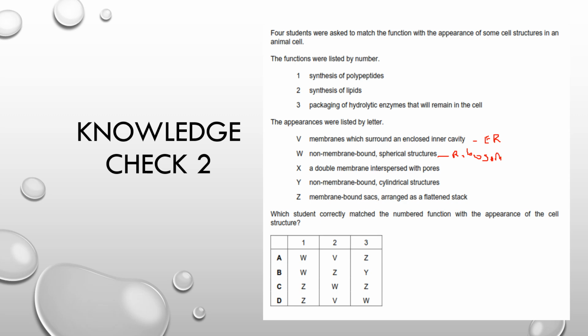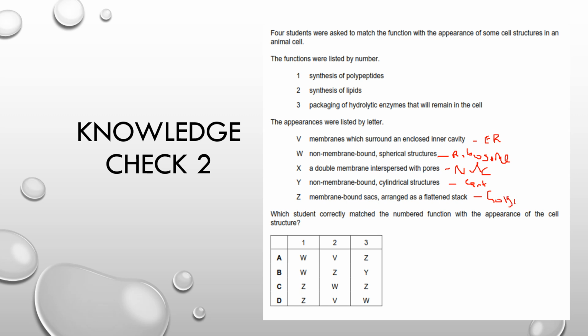Good. Ribosome. And this one, X, nuclear pores, that's talking about the nuclear membrane, the nucleus. Y talks about non-membrane bound cylindrical structure. That's centriole, guys. Z talks about membrane bound flattened sacs. That is Golgi, right? Good. Golgi.